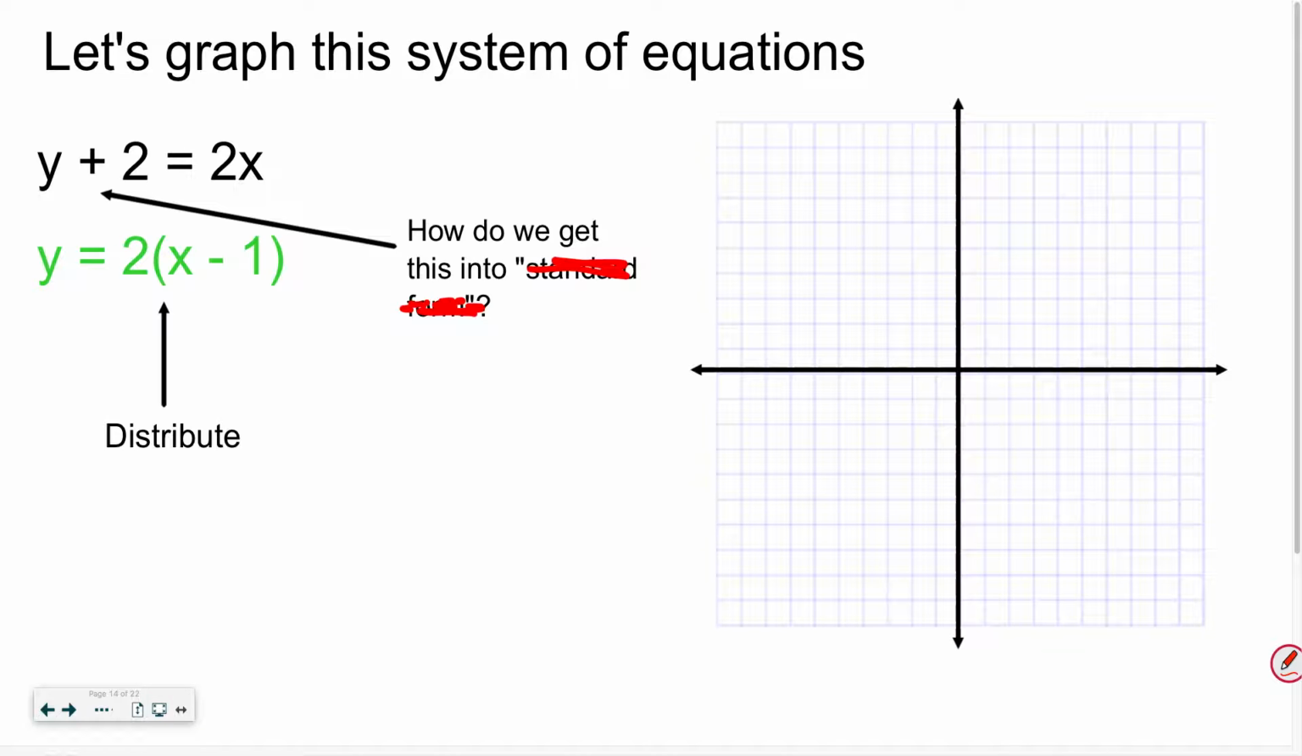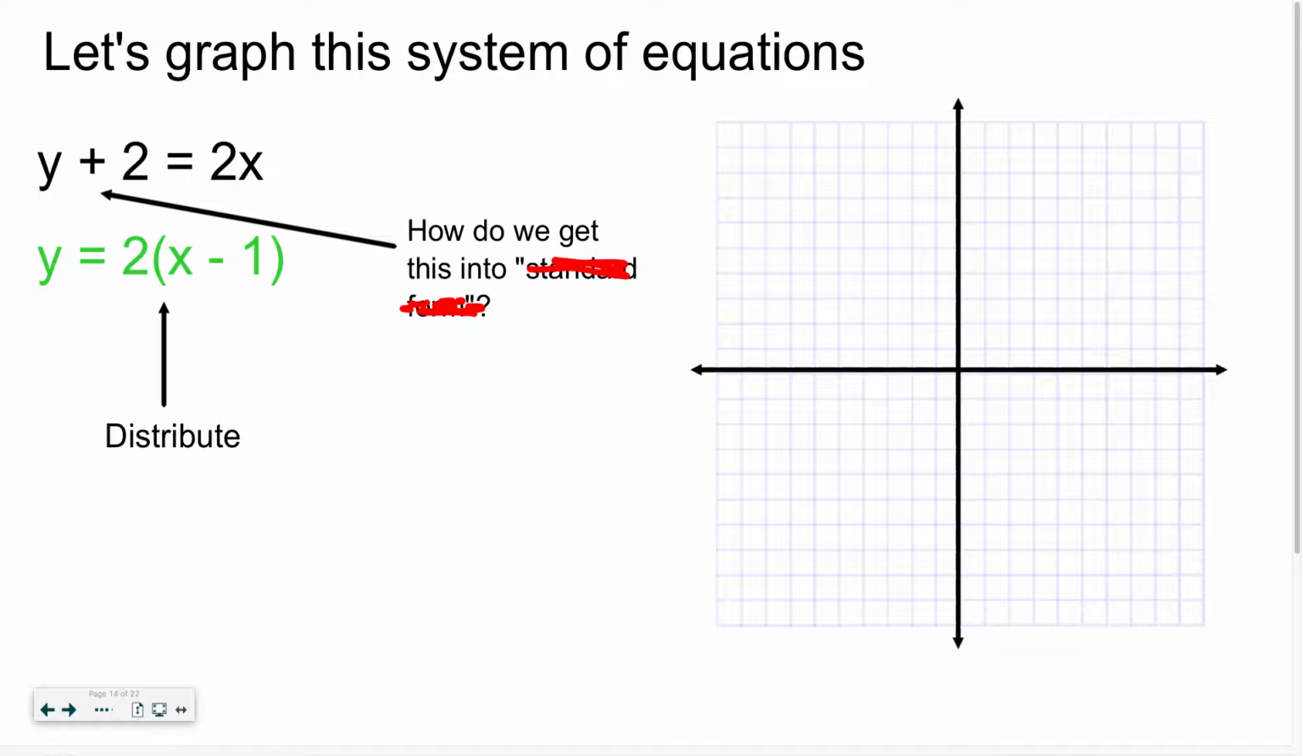Okay. So let's graph this system of equations. y plus 2 equals 2x. How can we graph that? Think about how we've graphed lines so far. Does the equation usually look like that? y plus 2 equals 2x. What can we do to make it look like the equations that we're used to? How would you graph that? If you had y plus 2 equals 2x, how would you graph that?